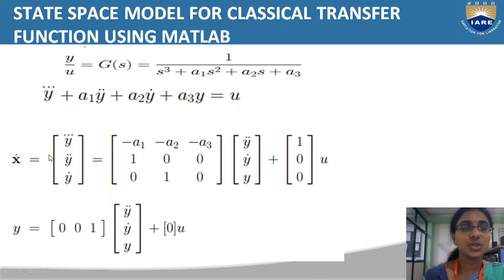Now we have to represent our state vector x dot, which will be y triple dot, y double dot, and y dot. What is the equation we write for y triple dot? Y triple dot is equal to, sending all these terms to the other side of the equation, minus a1, minus a2, and minus a3, similarly for y double dot and for y dot. And this is the equation for y. In the output equation, we have only one input term, therefore 1 of y. This is the theoretical part for converting the transfer function into state space model.